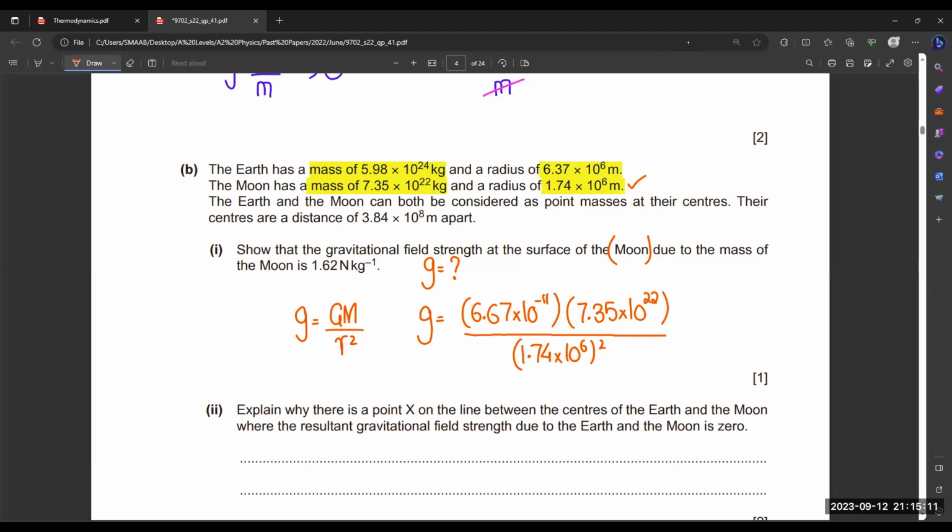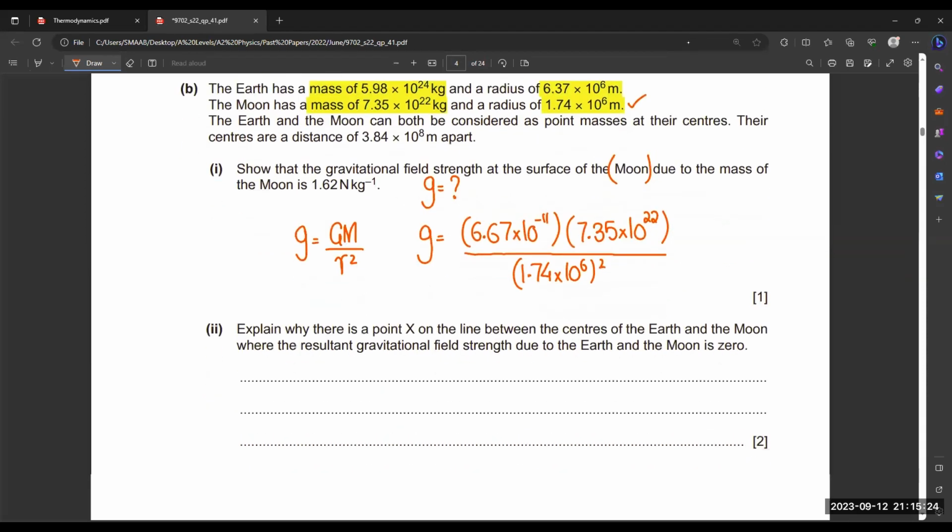Okay. Any confusion? So this is the second part of the question, very easy.